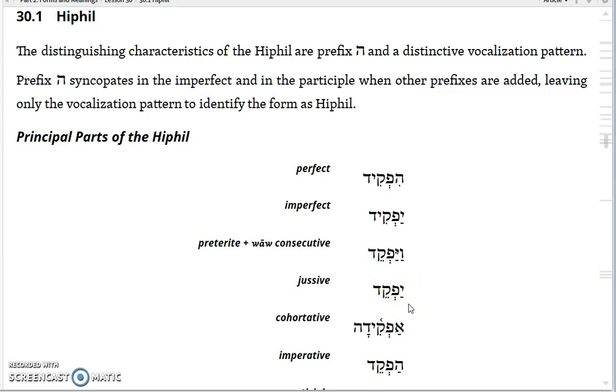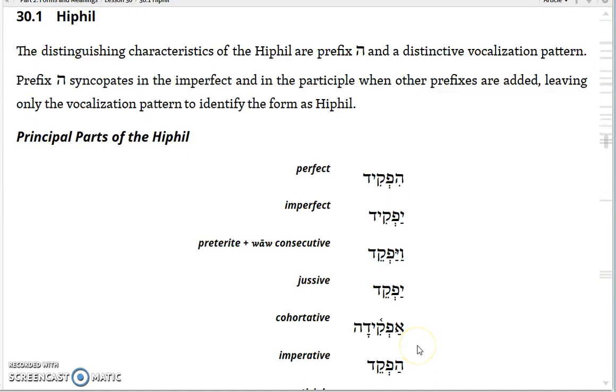Notice that the jussive is different than the imperfect, unlike some of the other verbal forms. Here, even in the strong verb, there'll be a different form for the imperfect and the jussive. So this would be may he appoint, cause to appoint, or something like that. And then the cohortative, you have afqida, let me appoint, or I will appoint.